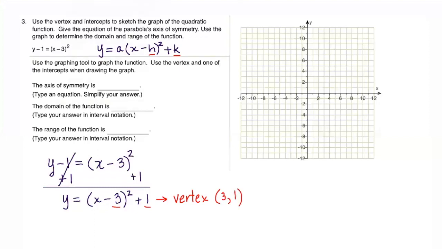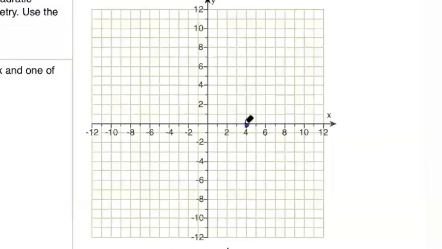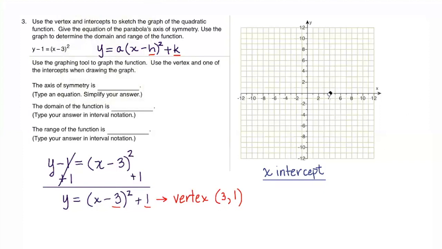So the next thing that I would normally do is find my intercepts. To do this, you need to know that whenever you have an x-intercept, it has to be a point on the x-axis. For instance, this point here. Any point on this axis will have a y-coordinate of 0. So to find your x-intercepts, you need to set y equal to 0 in your equation.